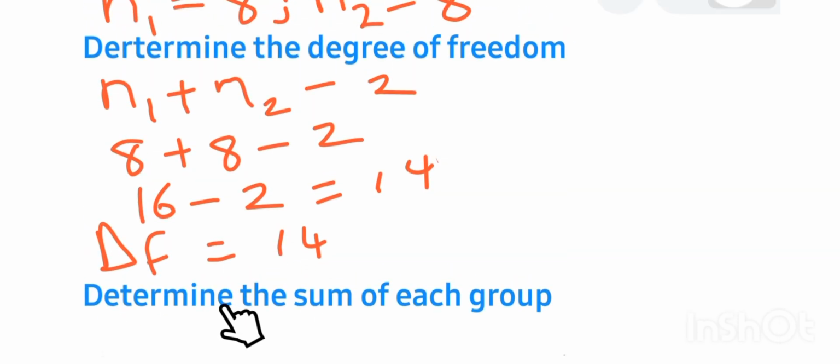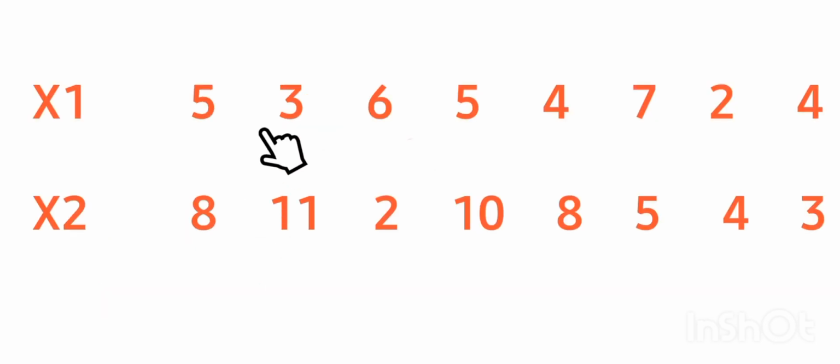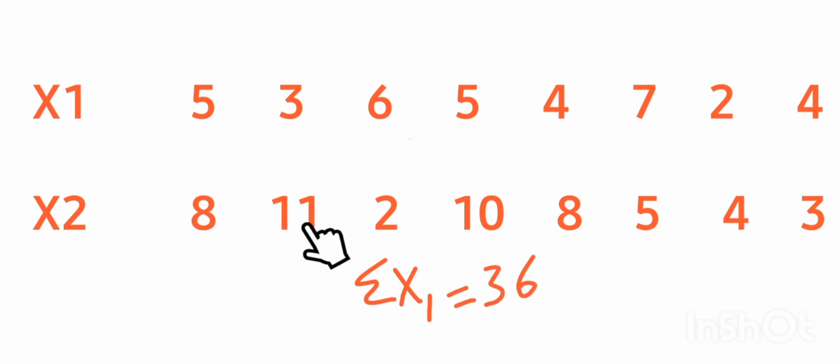And then this step says determine the sum of each group, and that takes us back to our table. Sum simply means addition. So for group 1, we add 5 plus 3 plus 6 plus 5 plus, lastly, plus 4, and that gives us 36. And so we have summation S1 equals 36. Followed by 8 plus 11 plus 2 plus 10 plus 8, lastly plus 3. So here we have summation S2 equals 51.